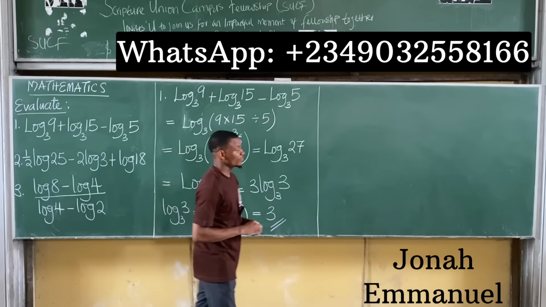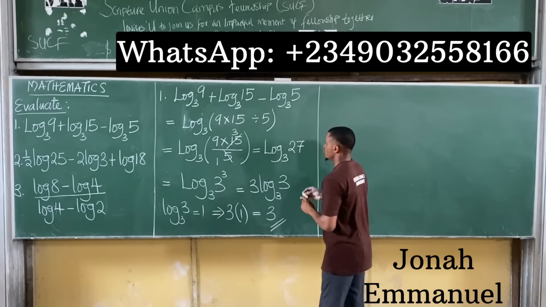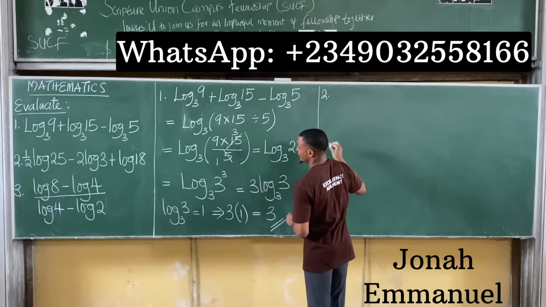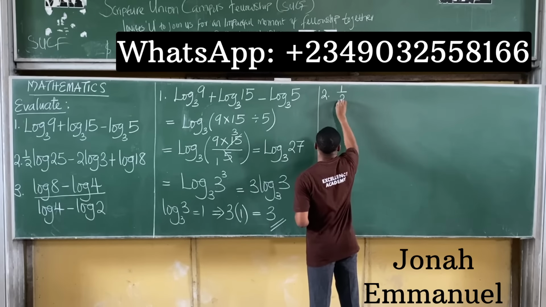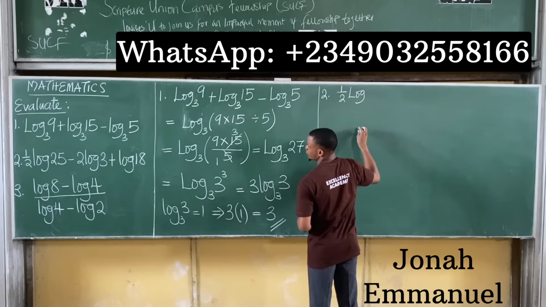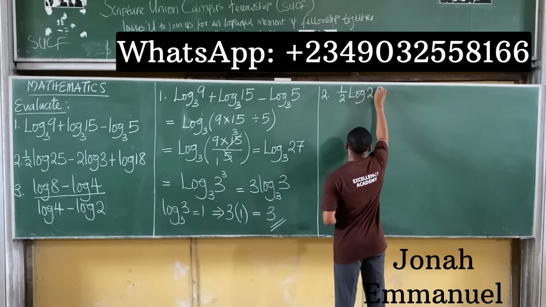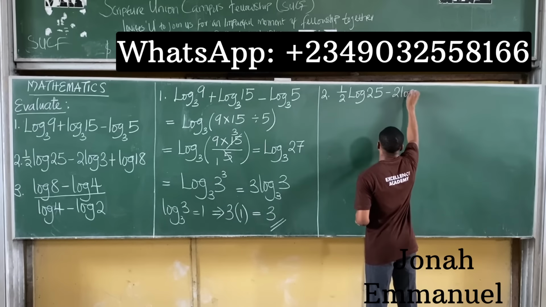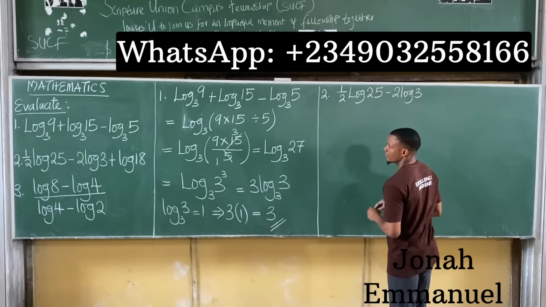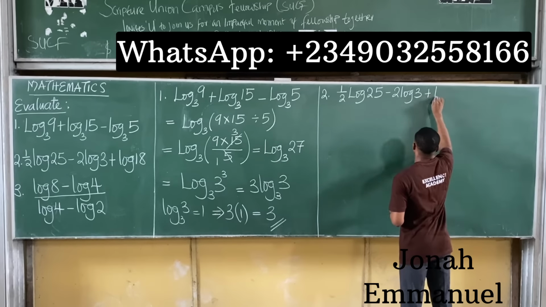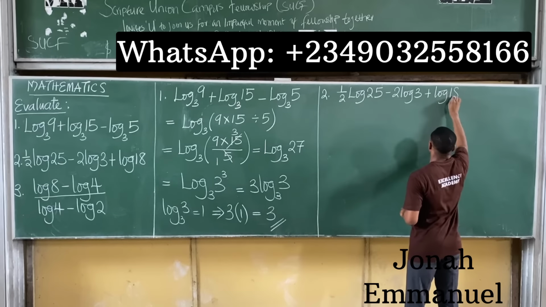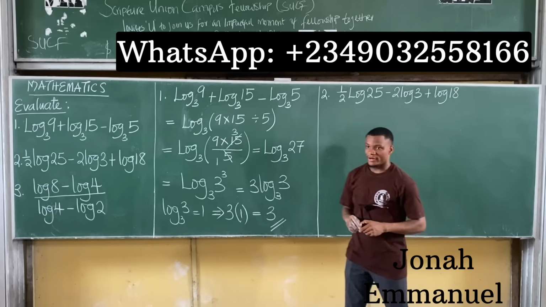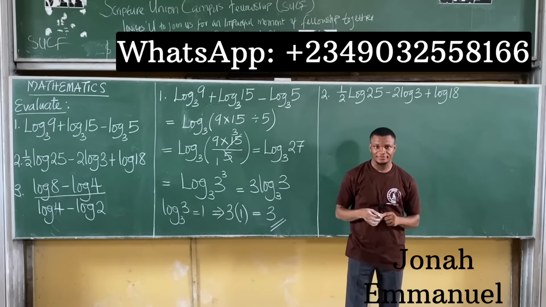All right, let's try the second example. So example number 2, I have half log 25 minus 2 log 3 plus log 18. So I have this. All right, so let's get this solved.